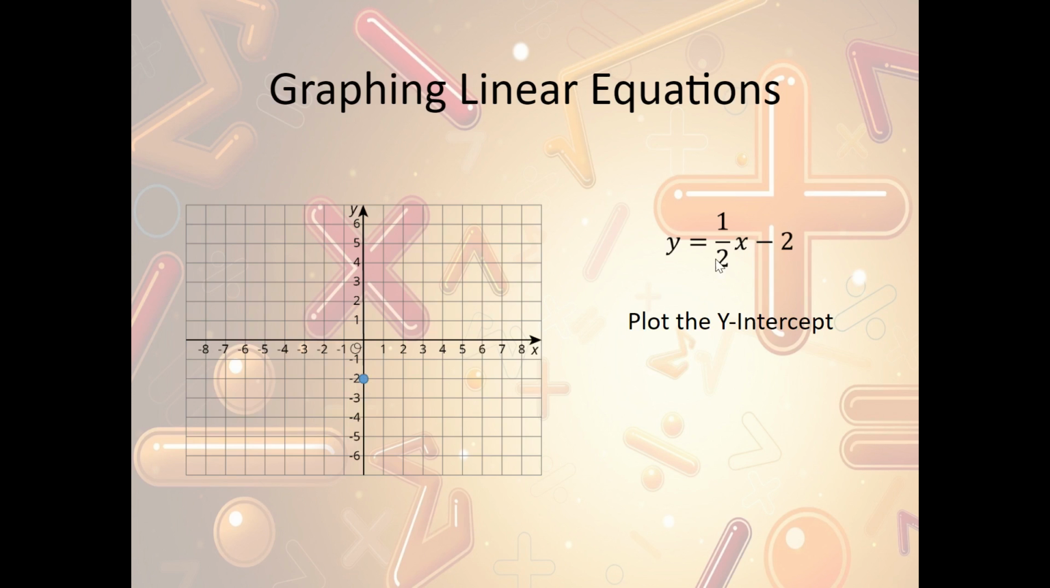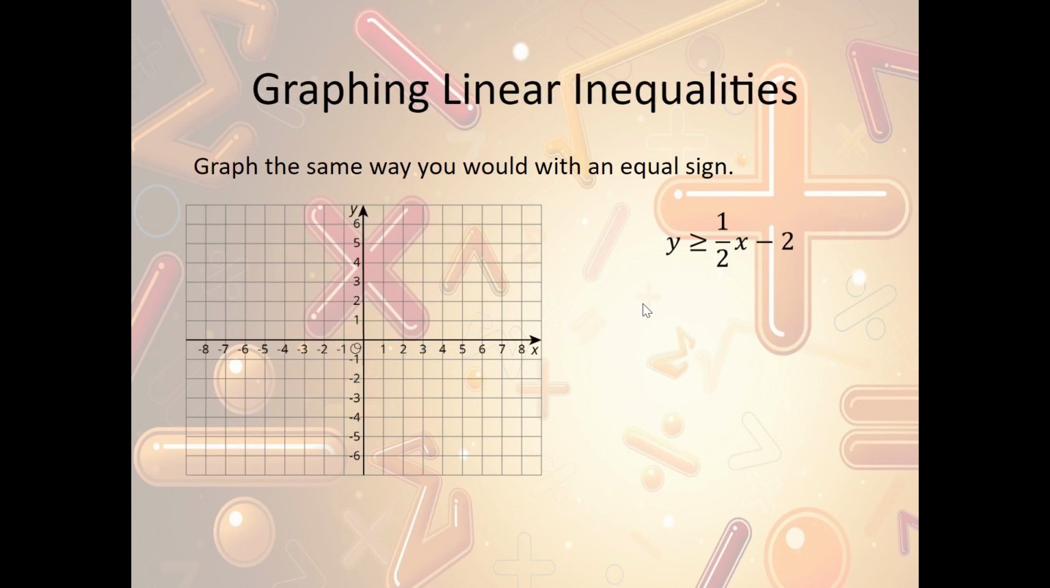Then I'm going to use the slope to plot the second point. This tells me a change in y of 1, so I'm going to go up 1, change in x of 2, so I'm going to go to the right 2. So up 1, to the right 2, and I plot my point there, and then I connect the dots, and now I have a linear equation that's been graphed. Now how does this apply to inequalities?